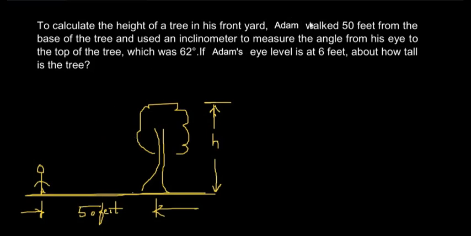Okay, now Adam walked 50 feet from the base of the tree and used an inclinometer to measure the angle from his eye to the top of the tree. So think Adam's eye is over here, so we can take it as a total height of Adam, which is 6.